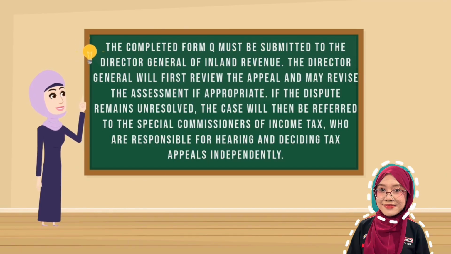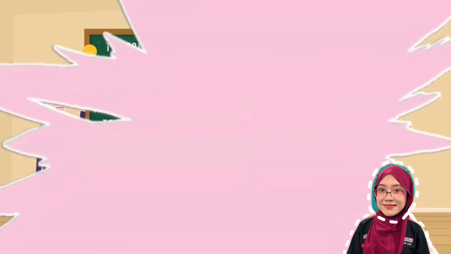The Director General will first review the appeal and may revise the assessment if appropriate. If the dispute remains unresolved, the case will then be referred to the Special Commissioners of Income Tax, who are responsible for hearing and deciding tax appeals independently.